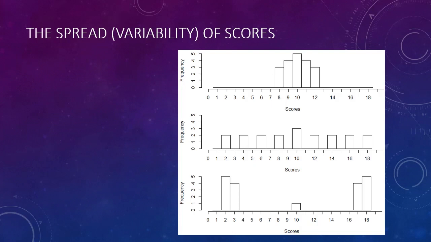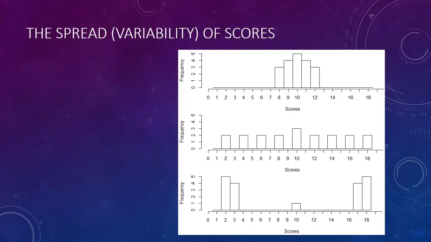I've purposefully chosen samples that are of equal size, 19 cases, and that have the same center. The median and means are 10 for all three distributions. All three of these are symmetrical distributions. So what is different about these three distributions? The difference is the variability of the scores.